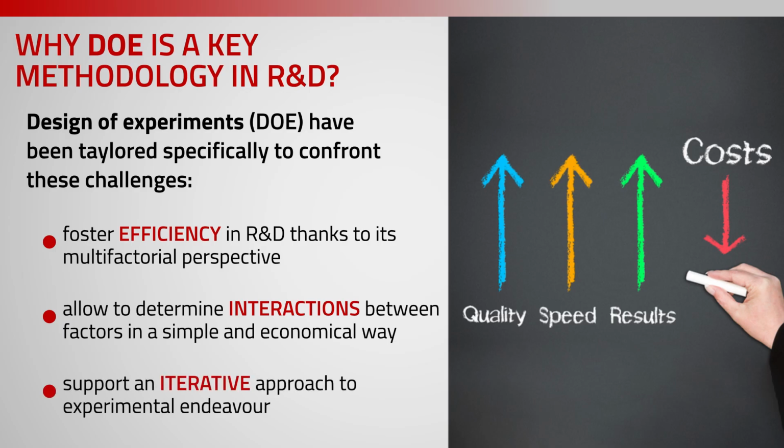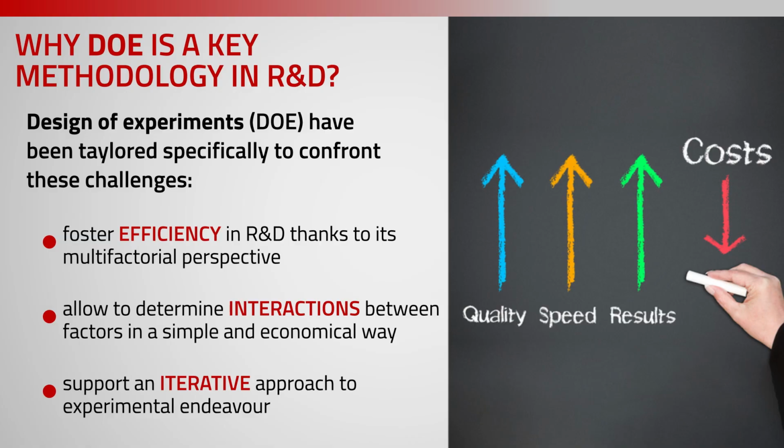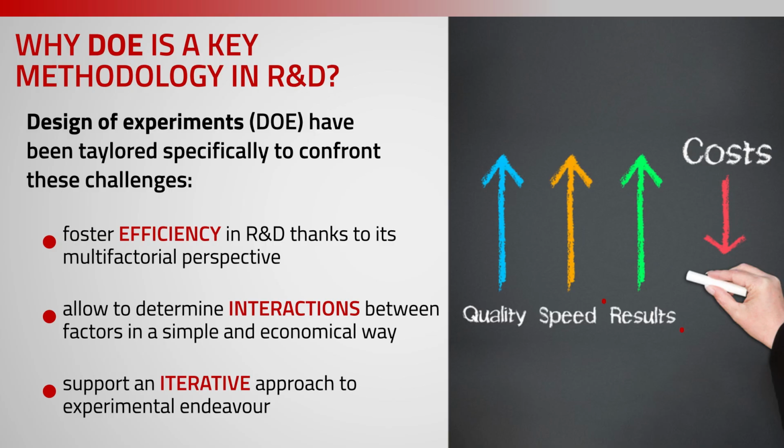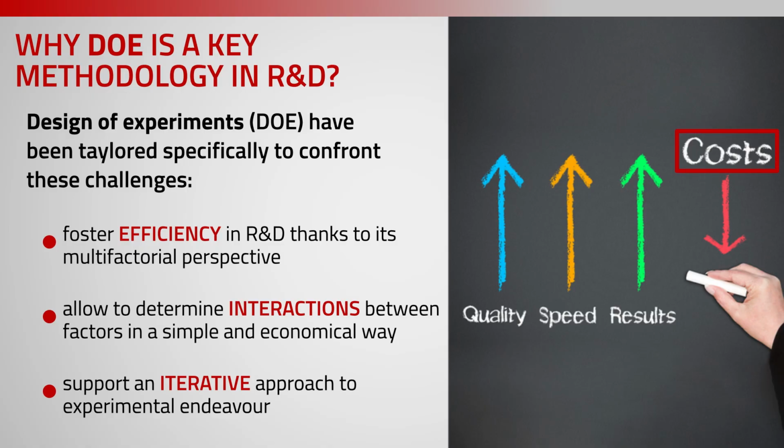DOE supports an iterative approach of experimental endeavors. So it's the opportunity to improve the quality of your data by having smaller confidence intervals. You will increase the speed between your experiment and getting the results and eventually going to the market. The result will be of better quality, will be more comprehensive, and by diminishing the number of experiments, you can reduce the cost. With two examples, I will illustrate that.